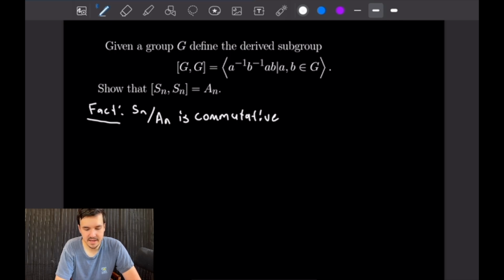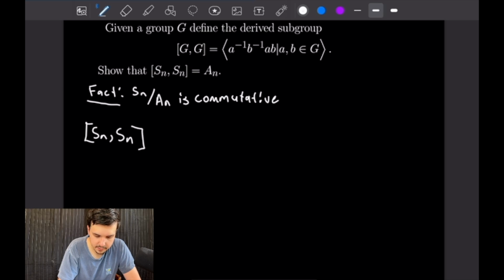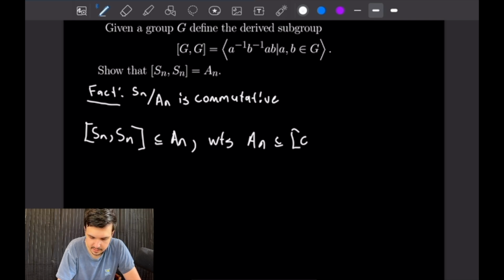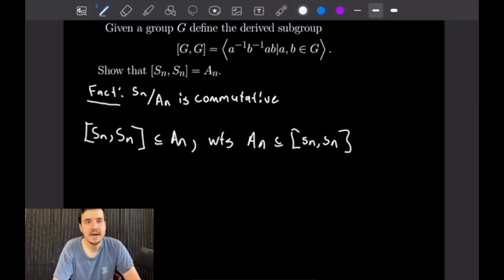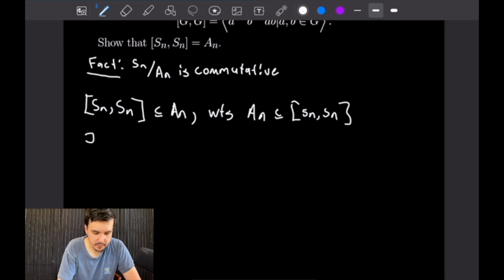So like I said, it immediately follows from the fact that Sn mod An is commutative that the commutator subgroup of Sn, which we've denoted [Sn, Sn] here, is a subset of A sub n, which means that what we really want to show is that A sub n is a subgroup of the commutator subgroup [Sn, Sn]. Great. So let's go ahead and get into that reverse direction here.